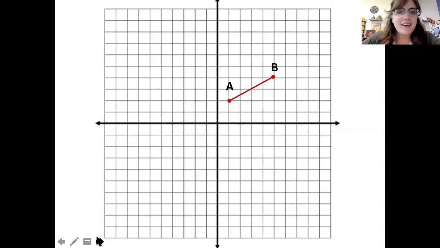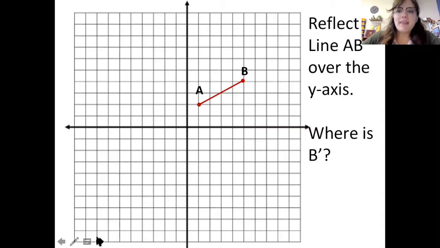All right, here we have line AB again. It appears to be the same line, and it wants us to reflect line AB over the Y axis. So that is flipping it across this Y axis, the up and down vertical axis. So if we flip it that way, our X value is going to change. So where is B prime this time? Pay attention to the question. I'm going to go ahead and let you try that one.